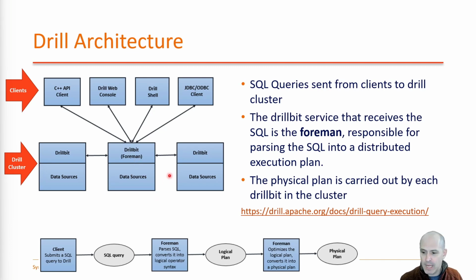Okay. And down here below, this is a really interesting diagram that explains the difference between the query and the logical plan and the physical plan. The query is what we know. It's just a regular old SQL query, right? We submit that to Drill. The foreman parses that query and converts it into a set of logical operators, a logical plan, and then the foreman optimizes that logical plan into a physical plan, and the physical plan is what actually runs on each Drillbit. It's carried out by each of the Drillbits in the cluster.